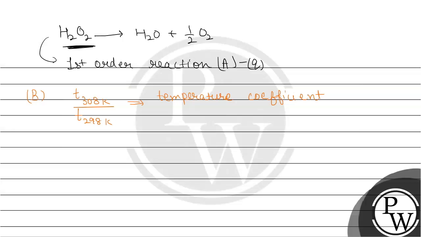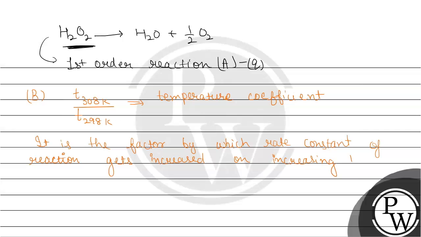So we can write, it is the factor by which rate constant of reaction gets increased on increasing the temperature by 10 degrees Celsius, and जो range होती है general range for this temperature coefficient is 308 Kelvin to 298 Kelvin, and temperature coefficient की जो value है that lies in between 2 and 3.